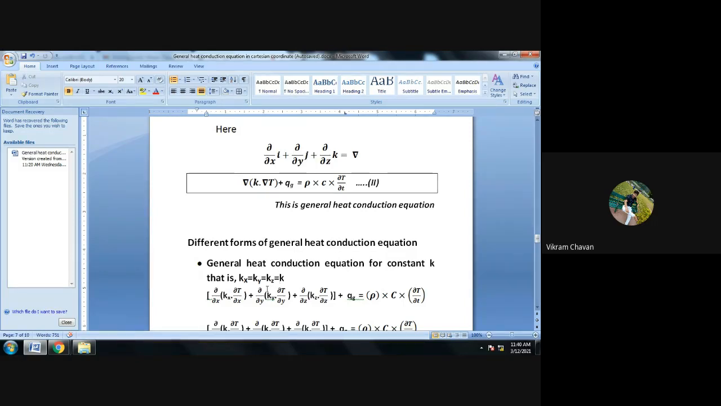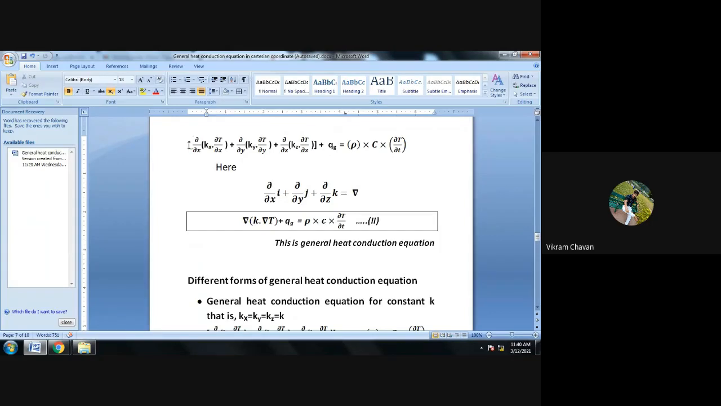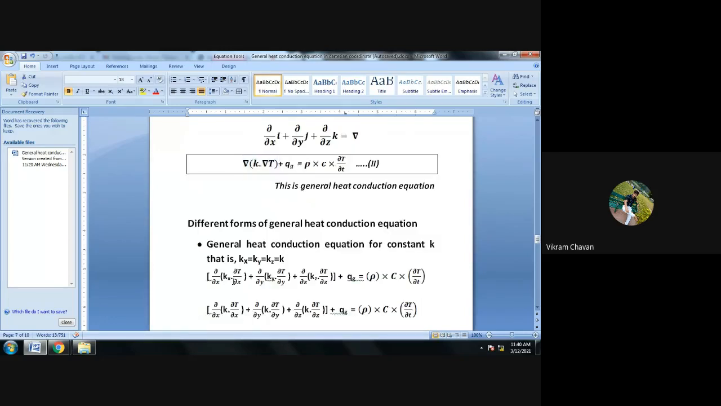So if you consider this, instead of k suffix x, k suffix y, k suffix z, you can write only k. Now write down our general heat conduction equation before applying the del operator. We know that this is our general heat conduction equation before applying the del operator. We are going to consider the same equation only.